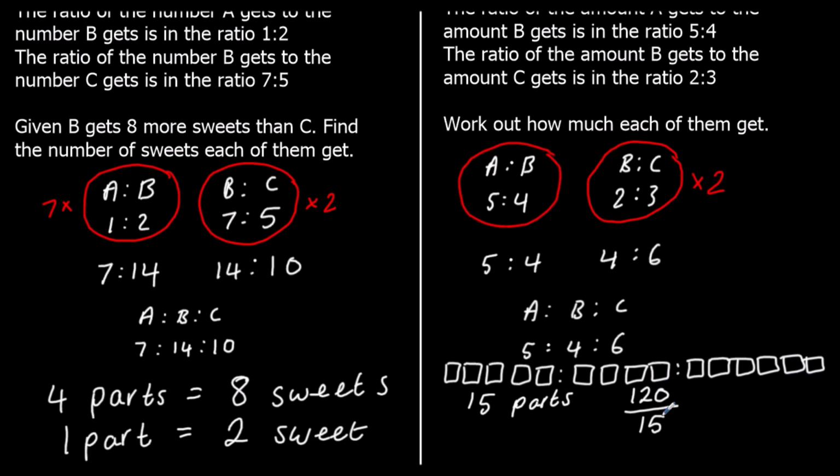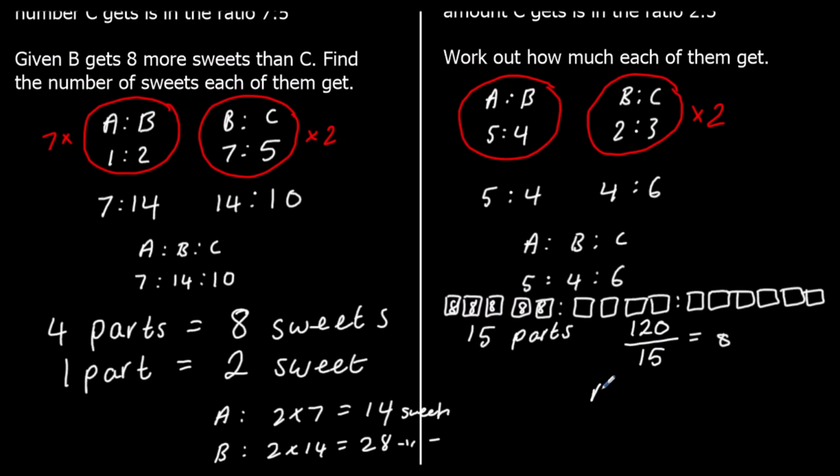So 120 over 15, that is 8. So each part's worth 8. So these are all 8s. Every single box is worth 8. So A gets 5 8s, which is £40. B has got 4 8s, which is £32. And C has got 6 8s, which is £48.